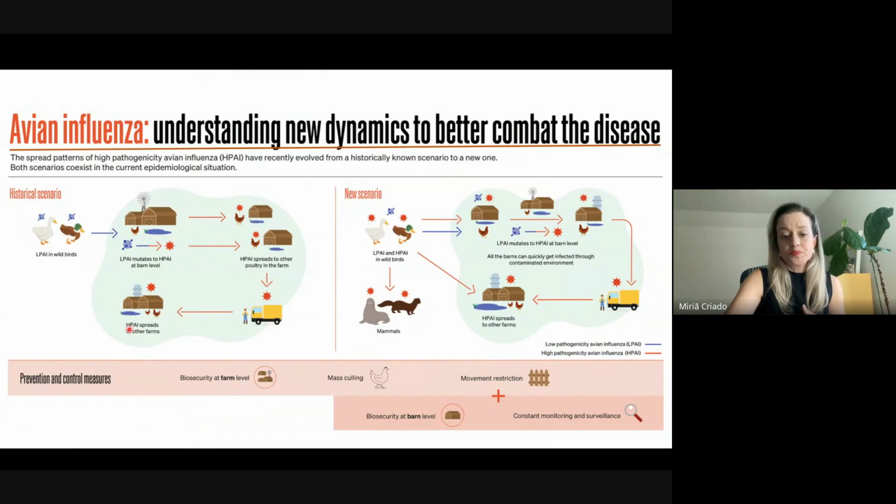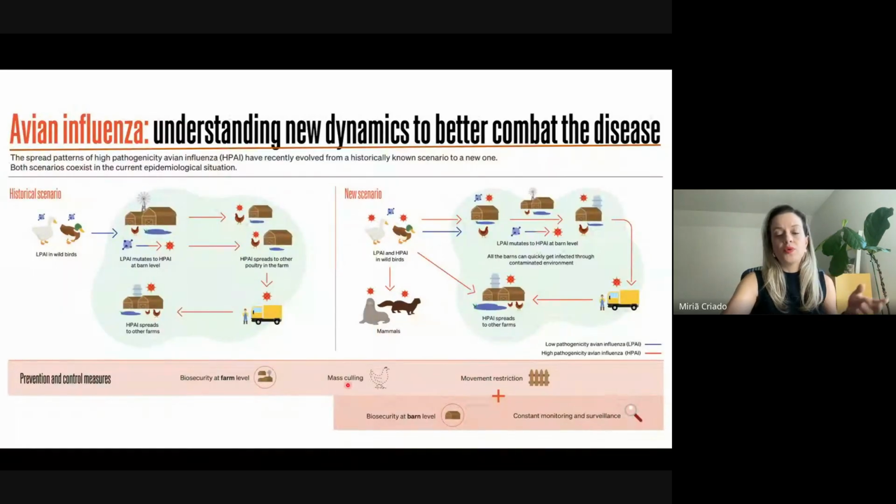other farms. But the new scenario that you have right now is that not only do you have this low pathogenic virus circulating in these birds, but you also have the highly pathogenic virus circulating in these birds. And now, in the same scenario, you have the possibility that this virus can reassort, can also mutate, can also spread out. But the new scenario is that this can also have contact with other mammals and can infect these mammals.